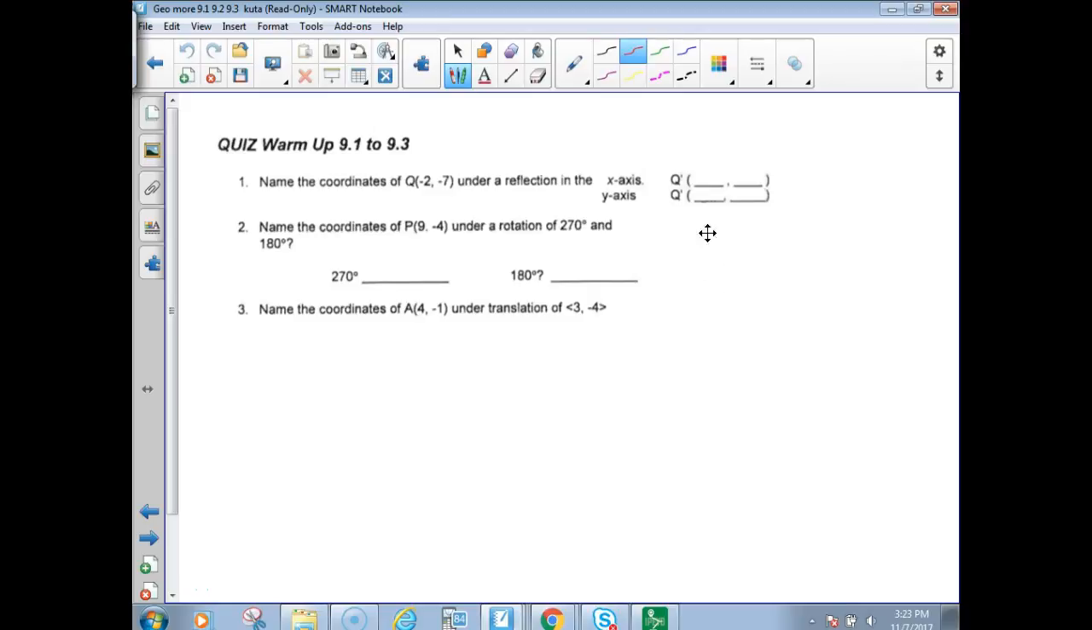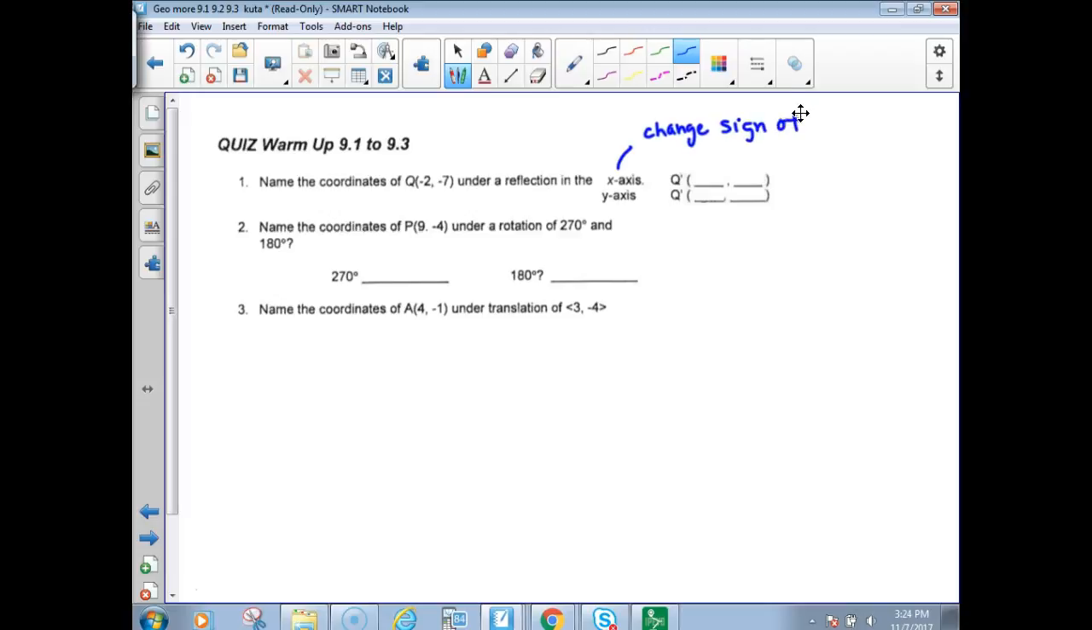Right, this is our quiz warm-up, 9-1 to 9-3. Name the coordinates of -2, -7 under reflection in the x-axis. What does the x-axis reflection do to the values of the coordinates? Carolyn? Yep, change sign of y.